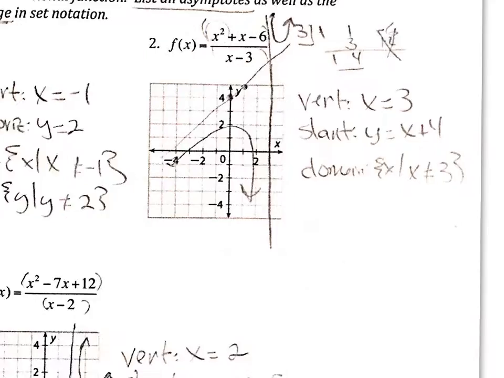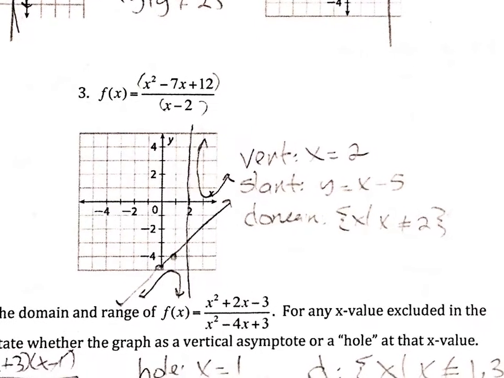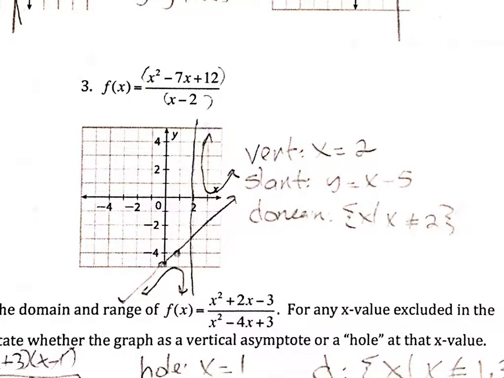Let's look at number 3 real quick. 3 is just like 2. They'll be like this tomorrow. It has a slant also because the degree is 1 larger. Vertical is what makes the bottom 0, or x is 2. Draw that on the graph.